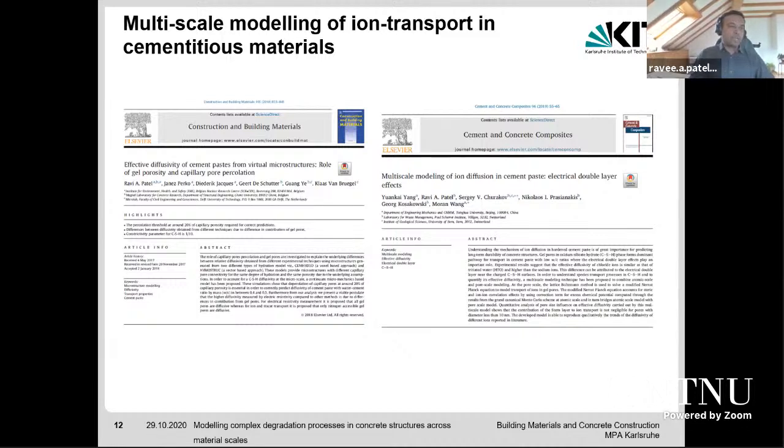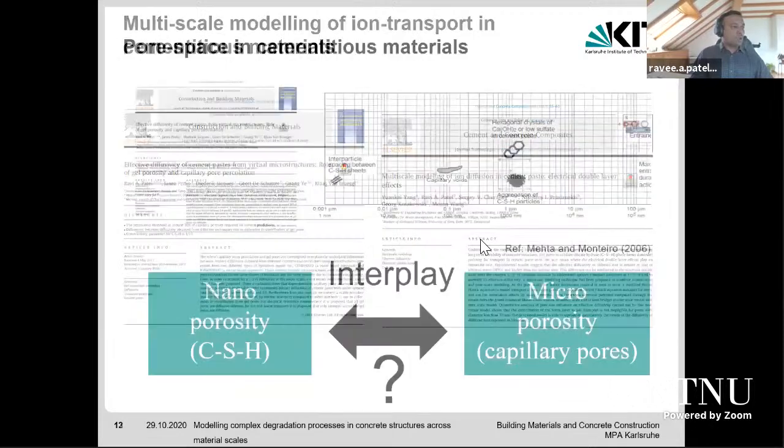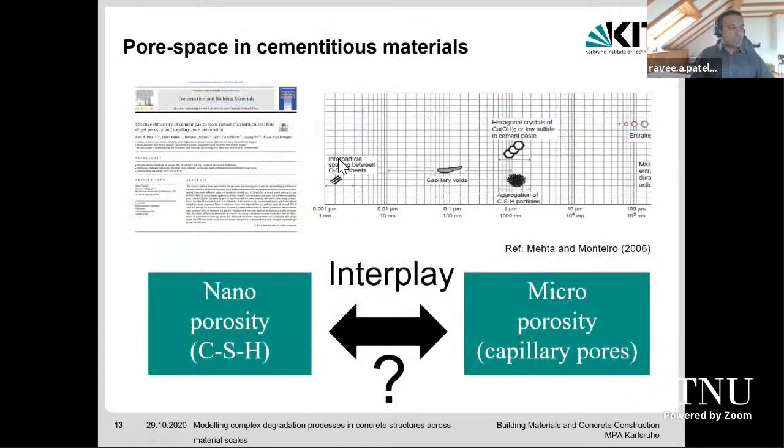So when you have a charged surface at the nanoscale, how does this impact ion transport at the cement paste level? This is the focus topic for the second application. For the first paper, we want to understand nanoporosity and microporosity and the interplay between these porosities. Here you can see in cement, we have porosity ranging from 1 nanometer right up to a few microns.